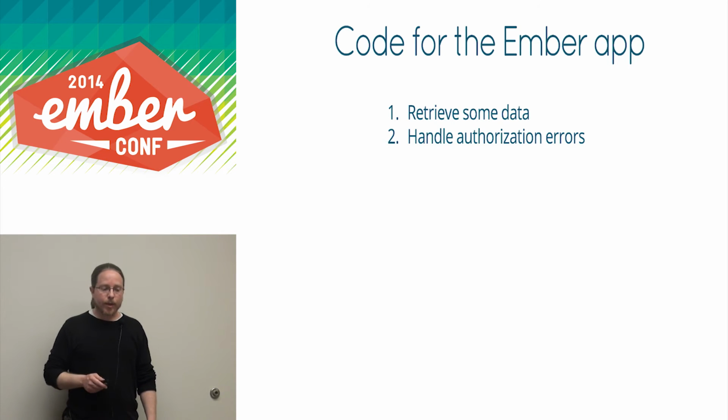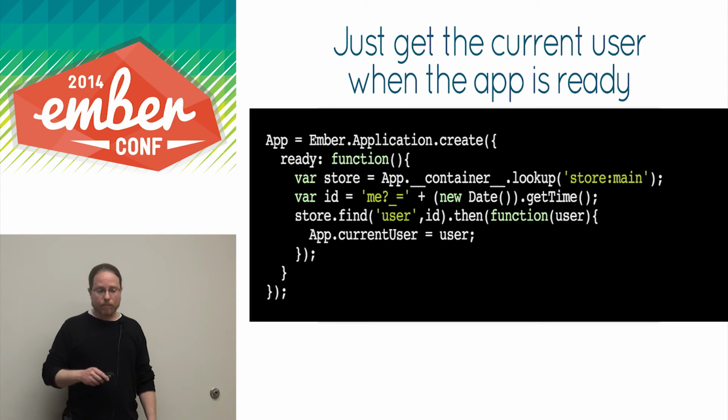So the first bit is pretty easy. The way I do it is when the app is ready, I just try to get information about who is the current user. I do this by registering a ready function in my application create method that just gets a hold of the data store, tries to look up the user by ID, and if it finds it, then it sets that in a variable on the app.